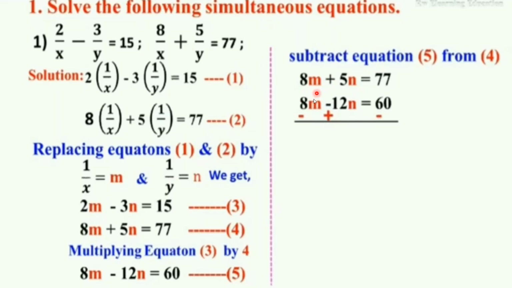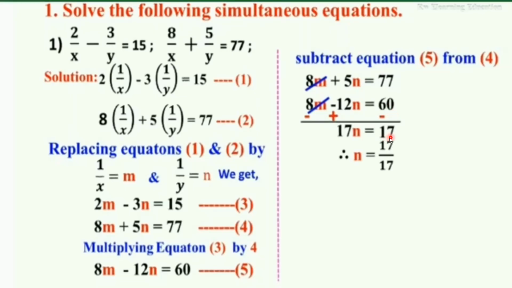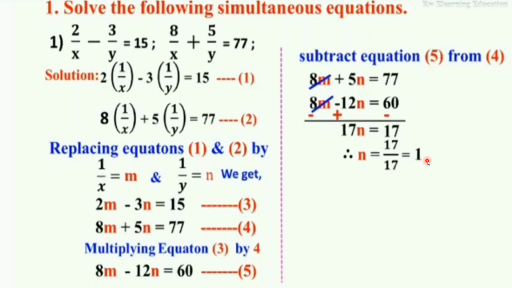So now 8m minus 8m will be cancelled. What am I going to be left with? Plus 5n and plus 12n, it is plus 17n. Here 77 minus 60 is going to be 17. So n is equal to 17 by 17, that is, the value of n is 1. Now I have got the value of one of the variables, that is n. And now I need to find the value of the other variable, that is m.